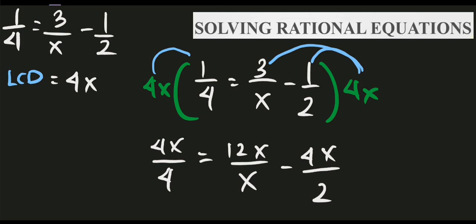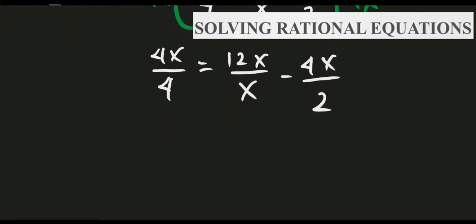Now let's simplify this to eliminate our denominators. So this will cancel out 4, so that is equals to x. Cancel out the denominator, or variable, again. So cancel out variable x, therefore that is equals to 12. And 4x divided by 2 is actually equals to negative 2x. So we have x equals to 12 minus 2x.